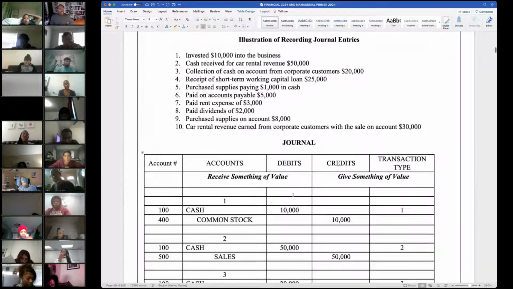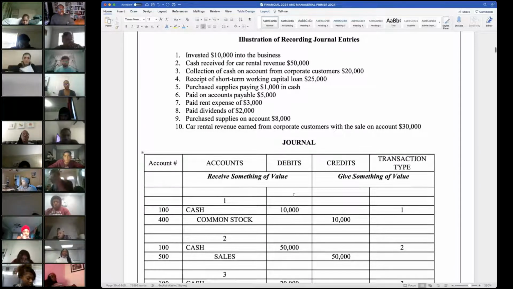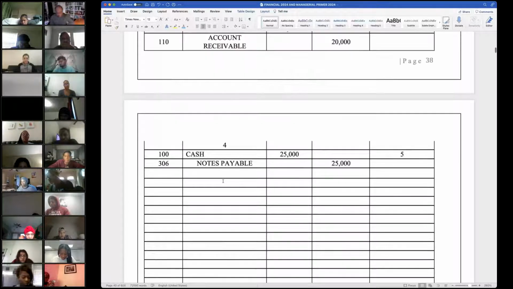Let's move on to number 5. You purchase supplies, paying cash of $1,000. So now we're on transaction 5. Now we're starting to pay cash out, right? So what's our type? 7. Okay, 7.